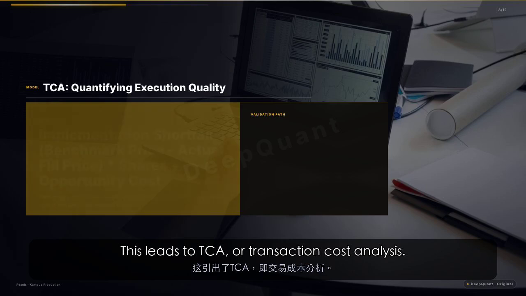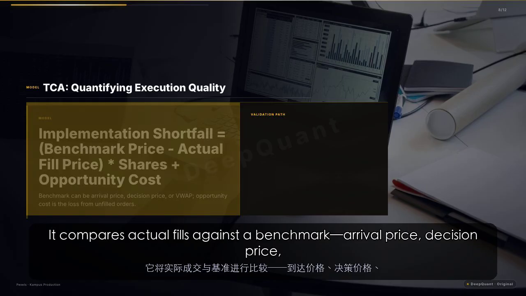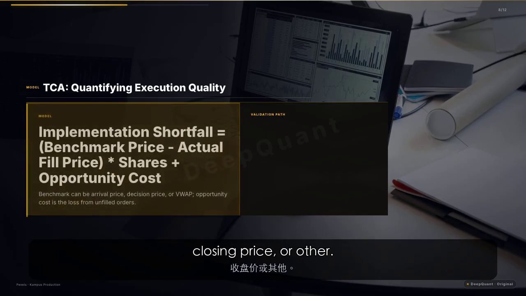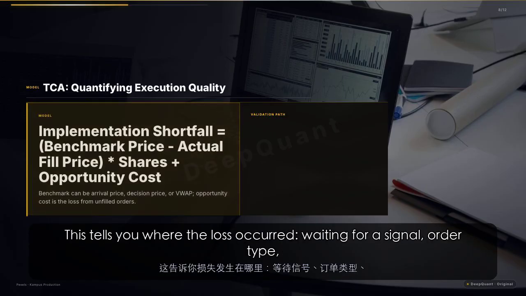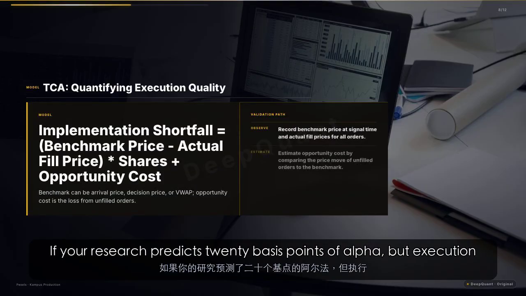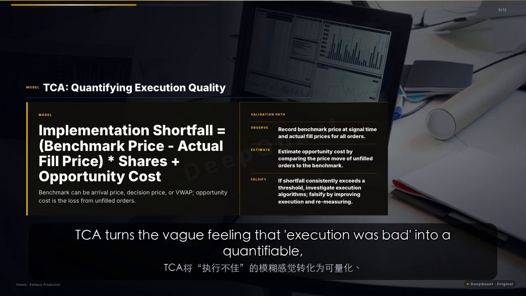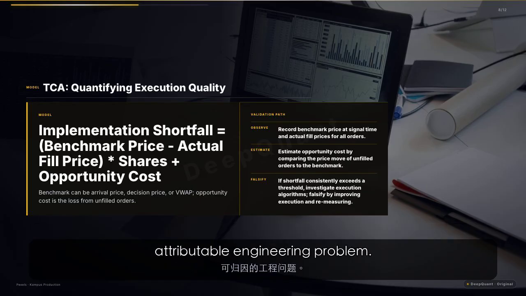This leads to TCA, or transaction cost analysis. TCA is not just counting commissions. It compares actual fills against a benchmark: arrival price, decision price, closing price, or other. This tells you where the loss occurred: waiting for a signal, order type, market impact, or opportunity cost. If your research predicts 20 basis points of alpha, but execution consistently loses 15, optimizing the model may be less effective than fixing execution. TCA turns the vague feeling that execution was bad into a quantifiable, attributable engineering problem.